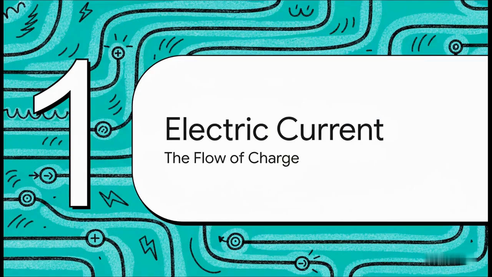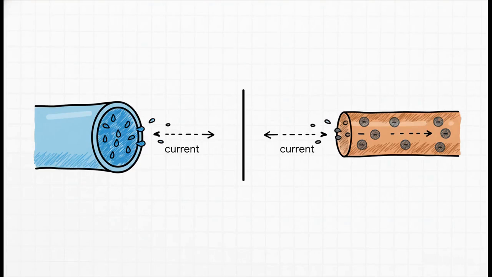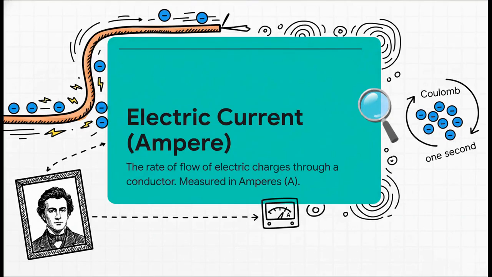To answer that question, we have to start with the flow itself. We need to figure out what's actually moving through the wires. And that moving stuff is what scientists call electric current. Okay, the easiest way to get your head around this is with a simple analogy. Just picture a water pipe. The amount of water that's flowing past any given point every second, that's its current. Well, electric current is basically the same idea, but instead of water molecules, we're talking about a flow of tiny, tiny charged particles. So officially, electric current is the rate of flow of electric charge.